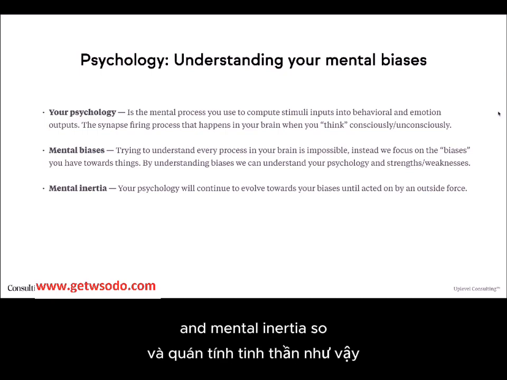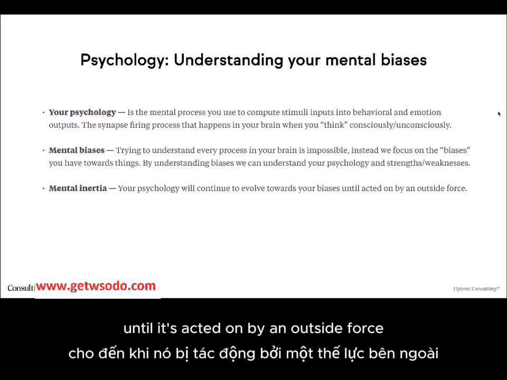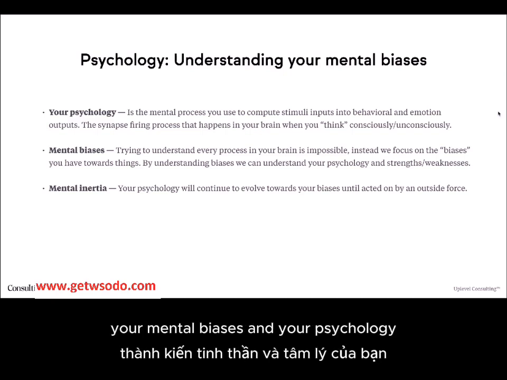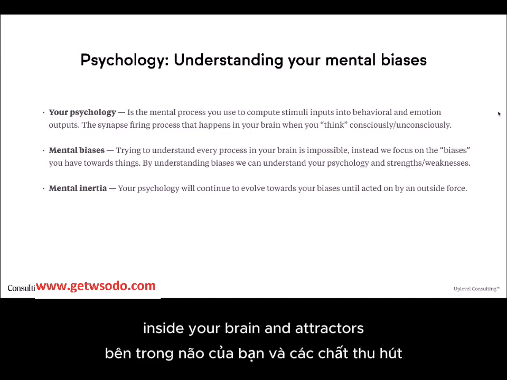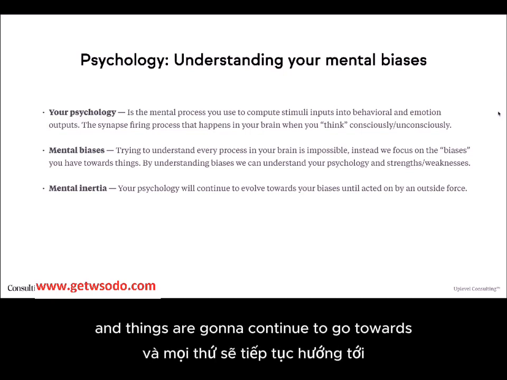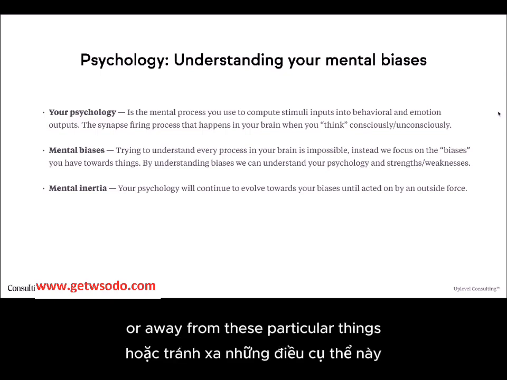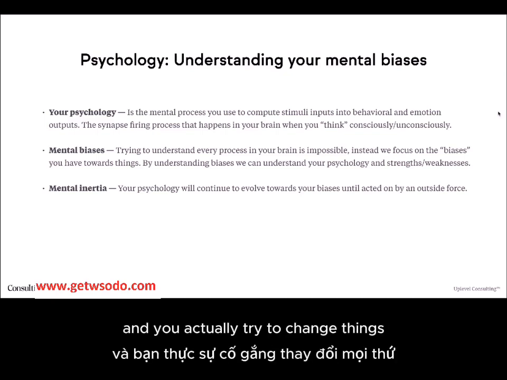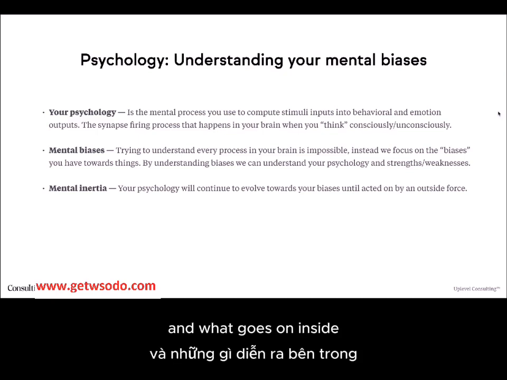And mental inertia. So your psychology will continue to evolve towards your biases until it's acted on by an outside force. So it's really important to understand your mental biases and your psychology, because these things are massive attractors inside your brain and detractors, and things are going to continue to go towards or away from these particular things, regardless of what you do, until you're made aware of it and you actually try to change things. So it's of critical importance to really understand your mental biases and what goes on inside.